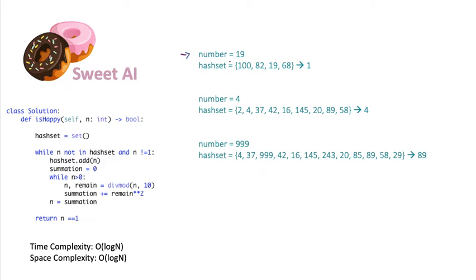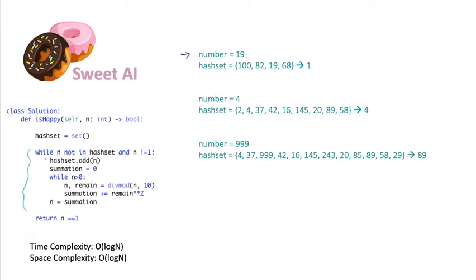So right now we have 19 here, and we have a while loop which is just checking the condition to see if the number exists in the hash set or is equal to 1. In either case, we know the answer. If it is in the hash set, it's not a happy number, and if it is equal to 1, we know it's a happy number.